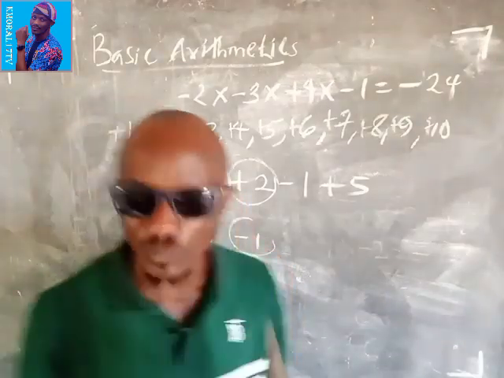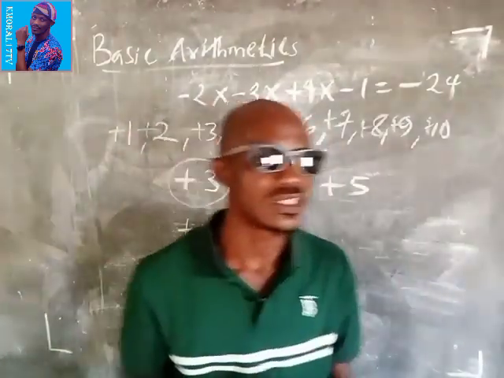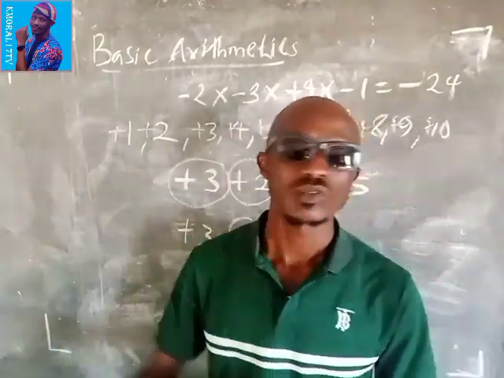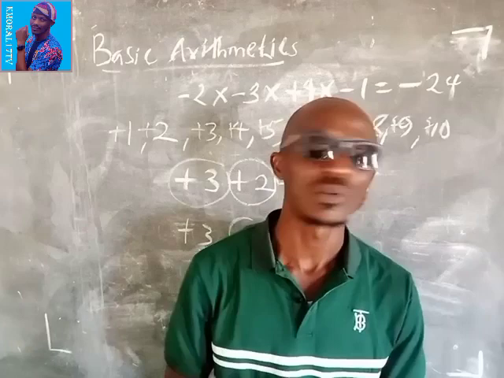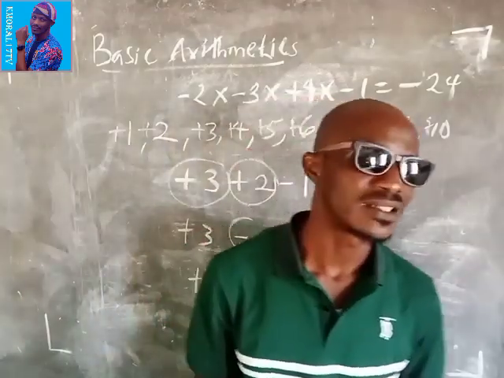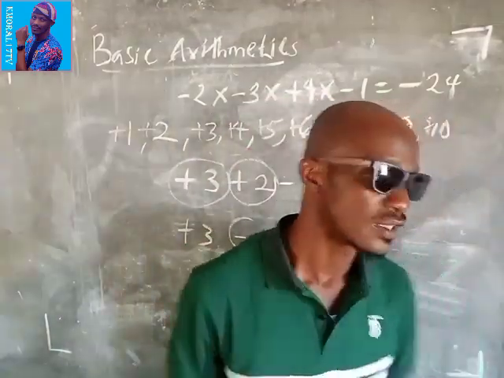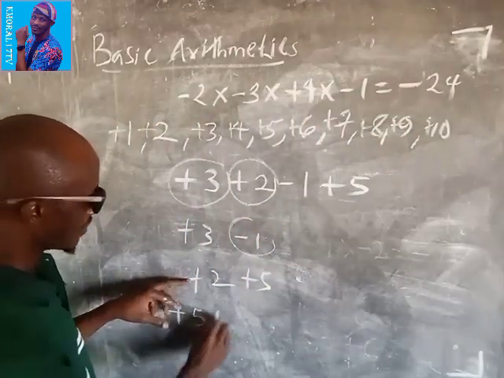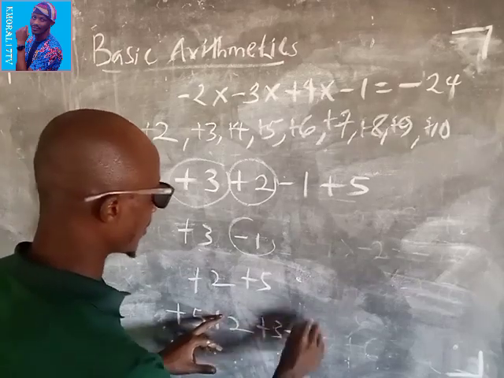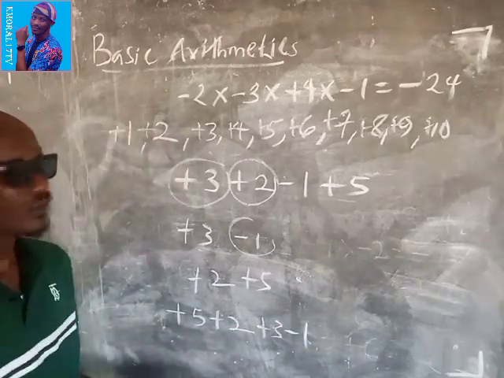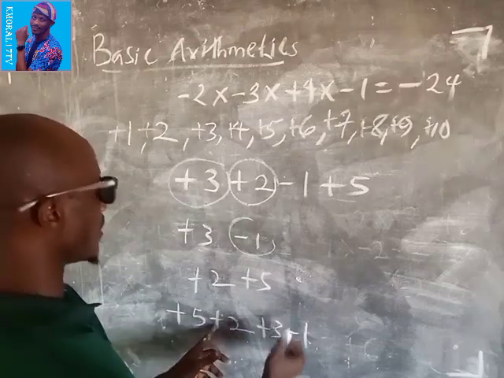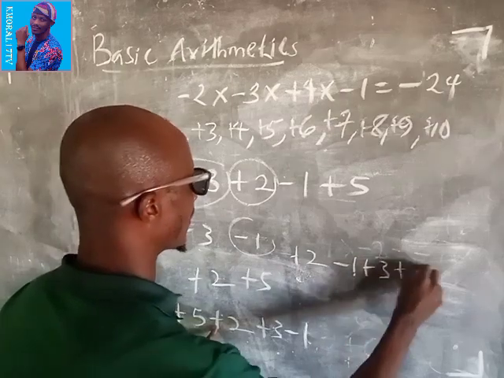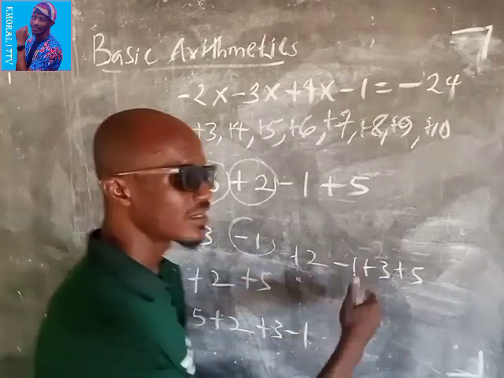But one thing is important to note: you must carry the minus sign and the plus sign wherever you carry the number. That is one of the most important things in basic arithmetic. It's just like when I say plus 5, plus 2, plus 3, minus 1. I have not changed anything. And I can still as well say plus 2, minus 1, plus 3, plus 5. You can see their signs.